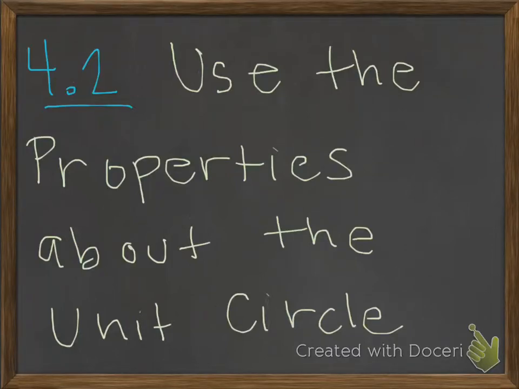Today we're doing a continuation from the lesson before. So again, we're using properties about the unit circle. We discussed the reciprocal identities and we discussed the quotient identity. So you should have that written in your notes already.